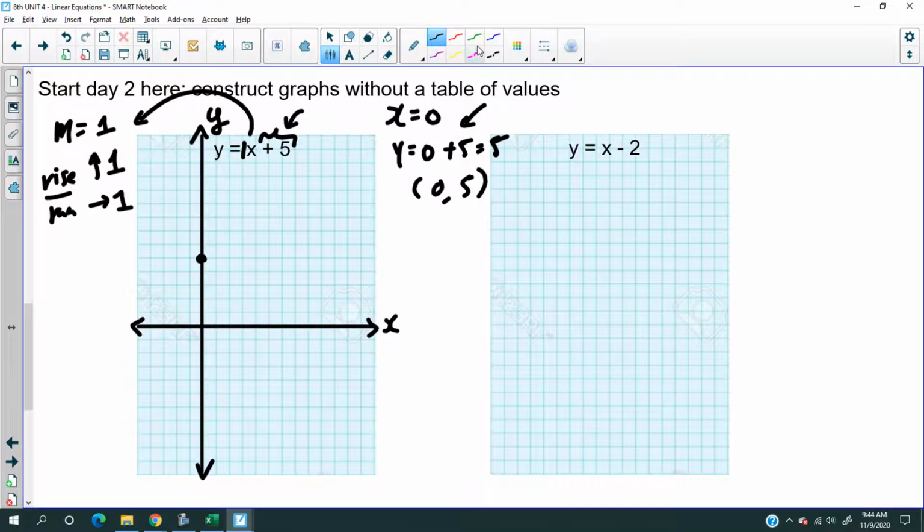So watch this. Should I use a dotted line? No, just watch: 1 up, 1 over, 1 up, 1 over, 1 up, 1 over to the right, and so on and so forth. And then we connect the points with a ruler. Like so. Okay, and there we have it. There's our equation; I label it y equals x plus 5.